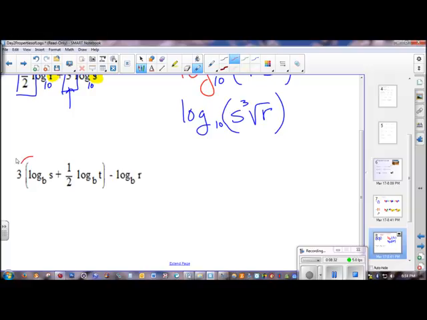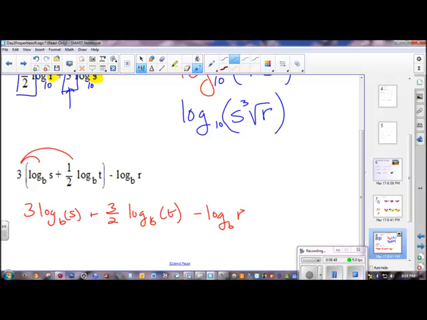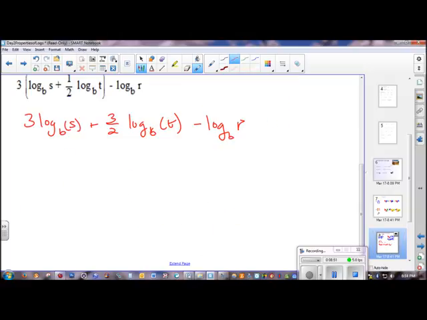I will distribute the 3 first. It's a multiplier. That gives me 3 log base b of s plus 3/2 log base b of t minus log base b of r. So I just rewrote the problem by distributing that 3. Okay, now since we have the same base in all 3 logs and the instructions ask us to write as a single log, we'll write the word log once, we'll put a base of b on it, and now we'll get ready to set up our argument.